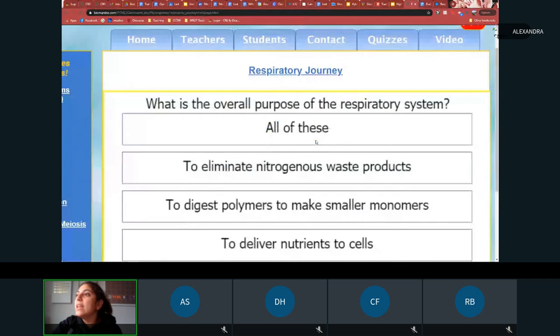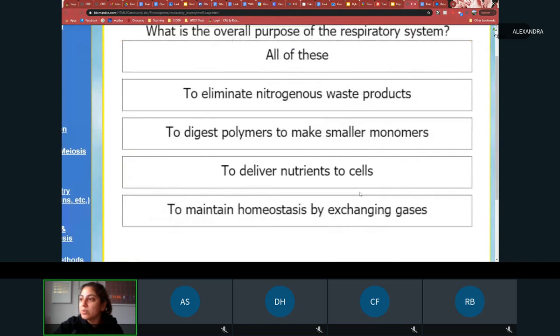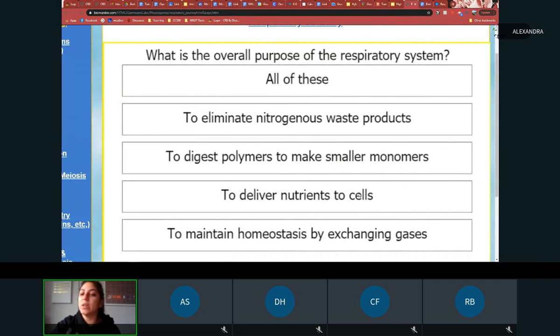So what is the overall purpose of the respiratory system? Is it all of these? To eliminate nitrogenous waste products, to digest polymers to make smaller monomers, to deliver nutrients to the cells, or to maintain homeostasis by exchanging gases? Which answer is it? And you don't have to, good, you can just write one of the words. You don't have to write the entire thing. So Logan says maintain.